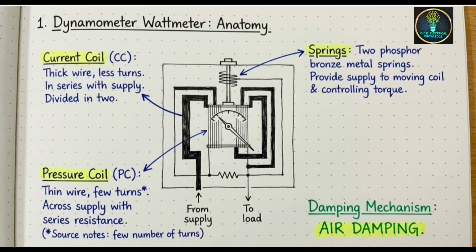Springs: two phosphor bronze metal springs provide supply to the moving coil and controlling torque. Damping mechanism: air friction damping is used.